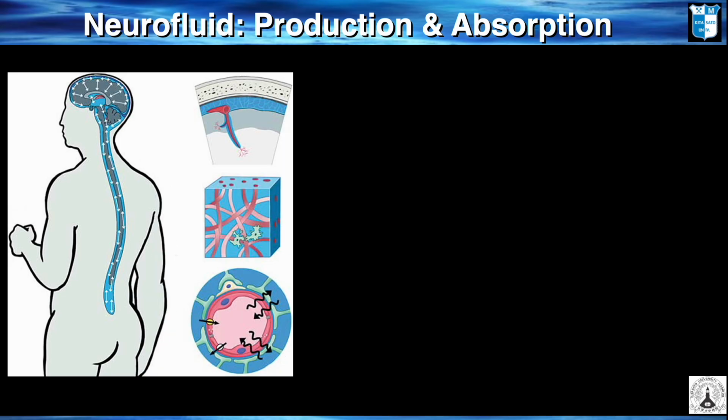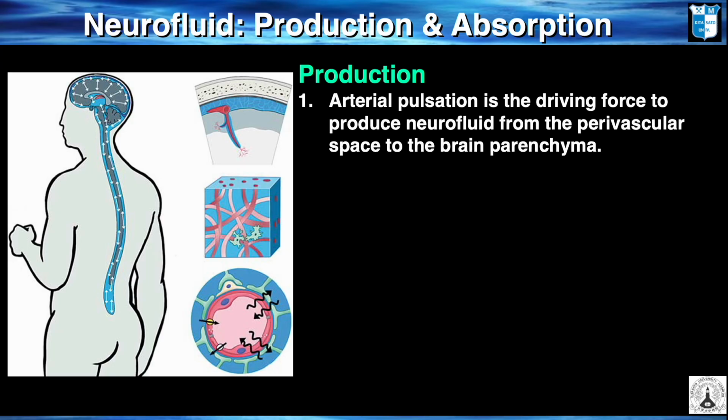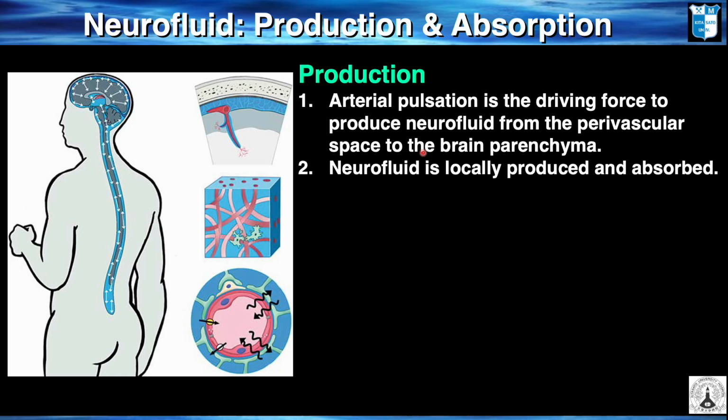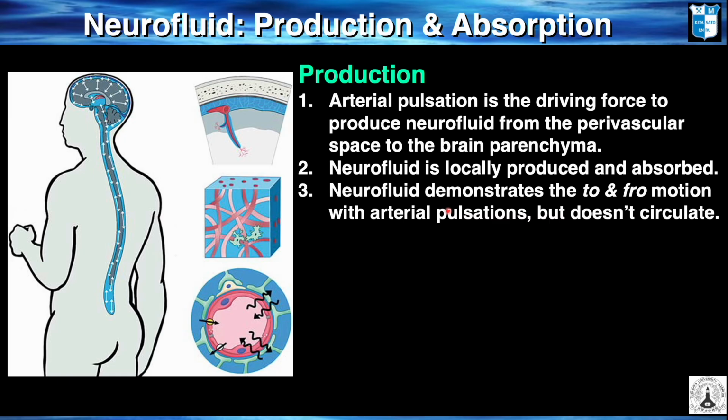So now we have to understand this new theory. In the production of CSF, artery pulsation is the driving force that moves neural fluid from the perivascular space to the brain parenchyma. The neural fluid is locally produced and absorbed. Neural fluid demonstrates a to-and-fro motion with artery pulsation, but doesn't circulate.